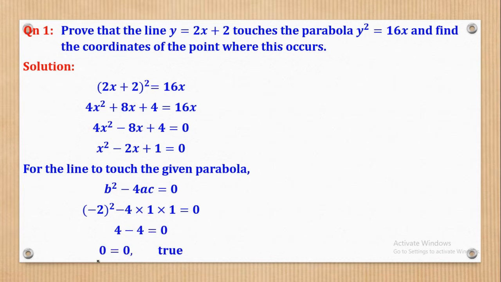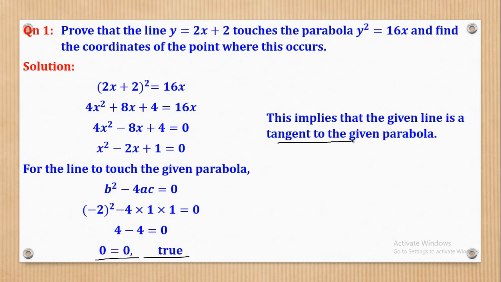So you'll come up with 0 equal to 0, which is true, and because it is true, it implies that the given line is the tangent to the parabola. They also wanted the point where this occurs.